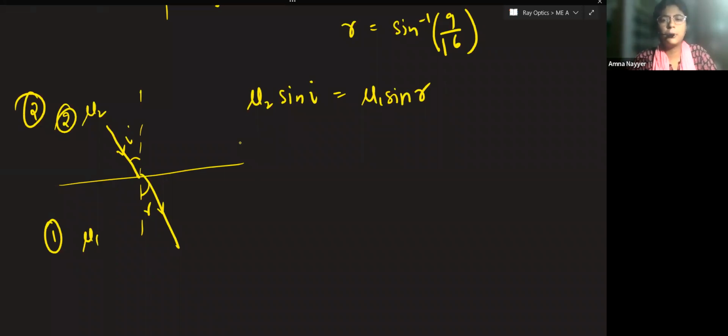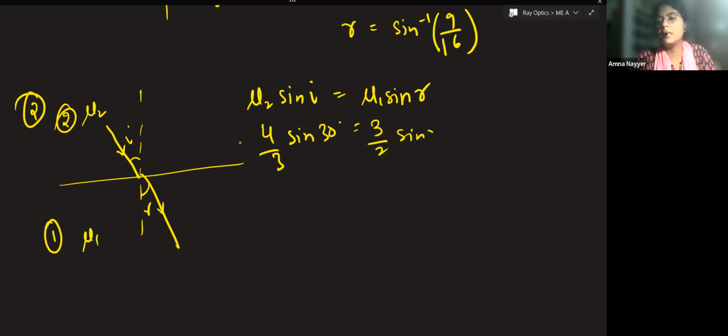So mu2 is what? 4 by 3. It was 4 by 3. Sine 30 degrees, the angle is the same exactly in this question. Nothing has changed, the angle is same. And mu1 was what? 3 by 2.